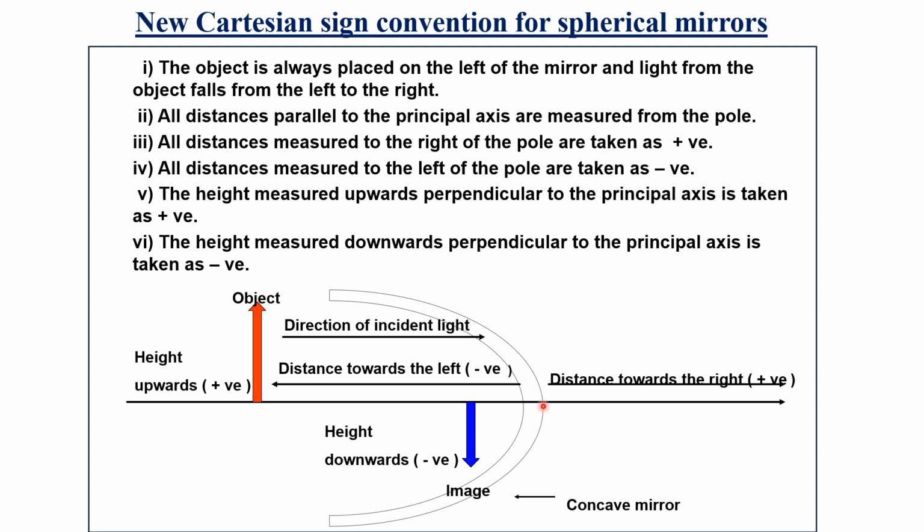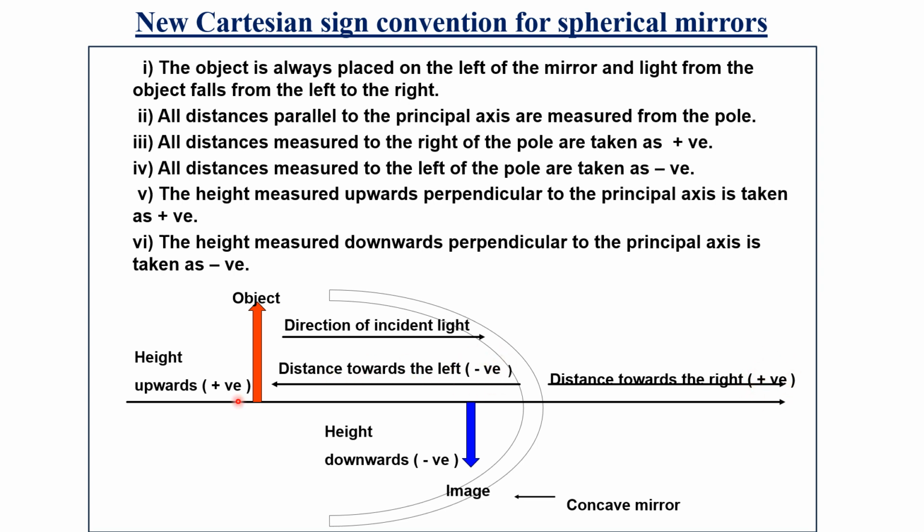And third, all distances measured to the right of the pole, that is, this is the pole, all distances measured to this right side are taken as positive. Likewise, the opposite: distances measured to the left of the pole are taken as negative. Distance towards the left is negative and towards the right is positive.